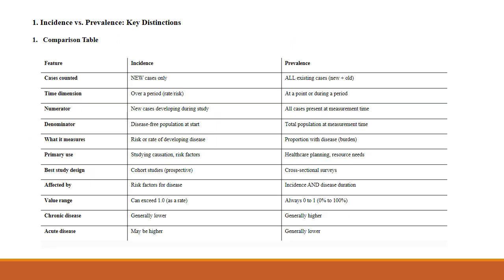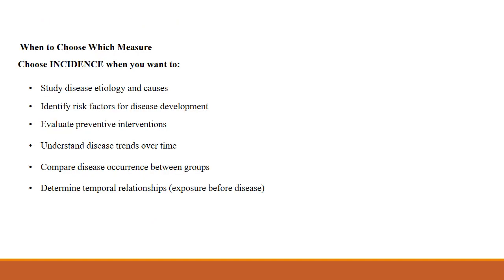This is the table that compares incidence and prevalence. We all discussed these factors previously. This is just in a compiled form and represented in a table form. When to choose which measure? Choose incidence when you want to study disease etiology and causes. The limitation of one is the advantage of the other measure.